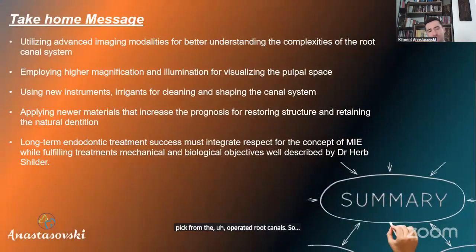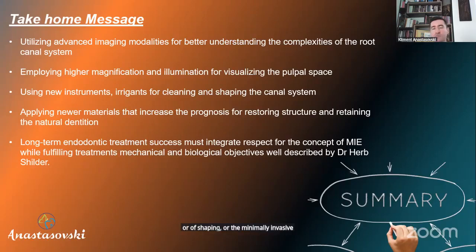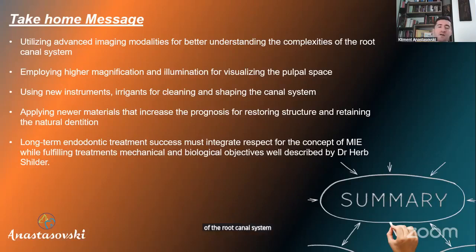So this is a take-home message for those of you choosing to use the minimally invasive way of shaping, or the minimally invasive concept of endodontics. First of all, you need to be utilizing advanced imaging modalities for better understanding of the complexities of the root canal system. I always use 3 X-ray images: a pre-op, a master cone, as you see, and a post-op X-ray.